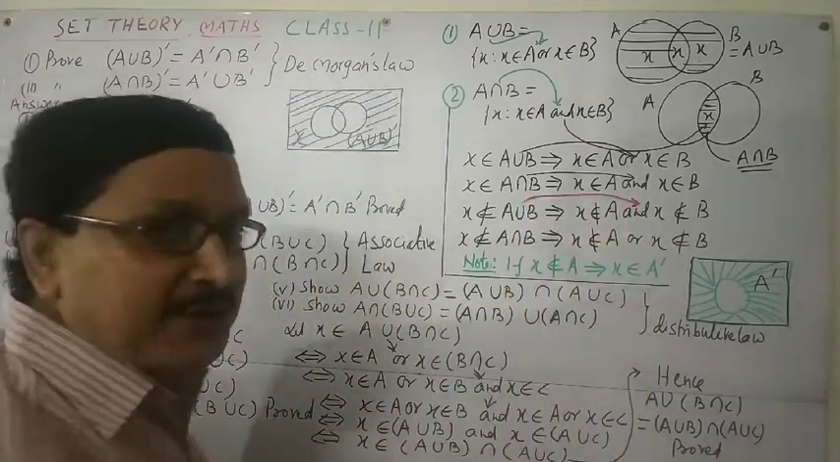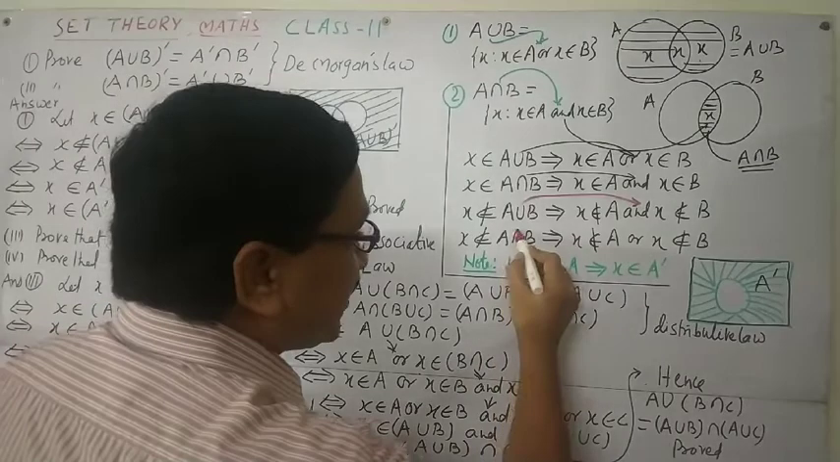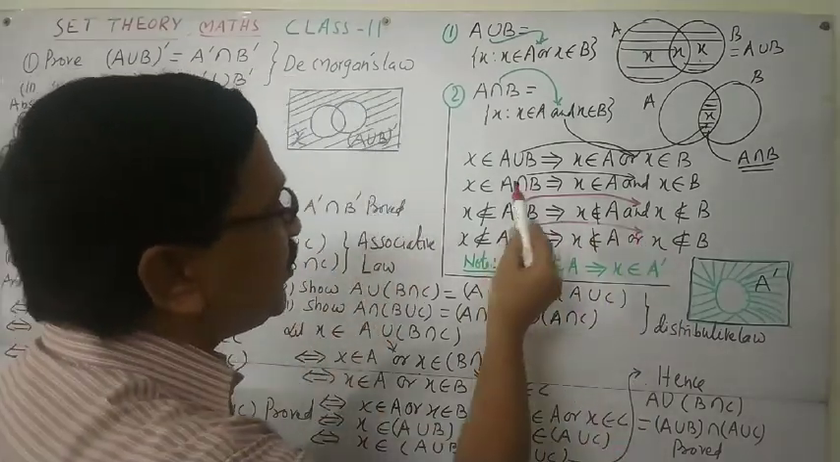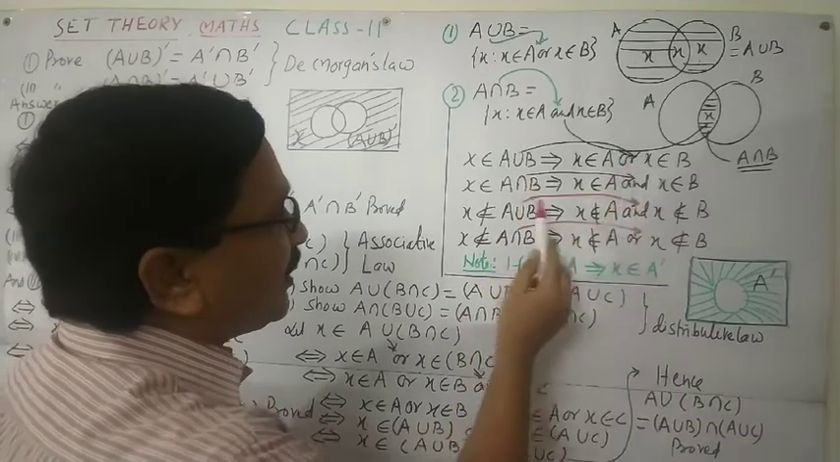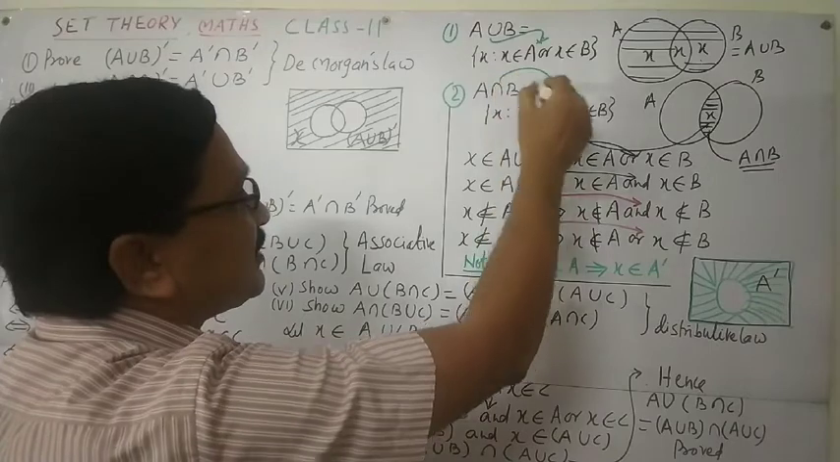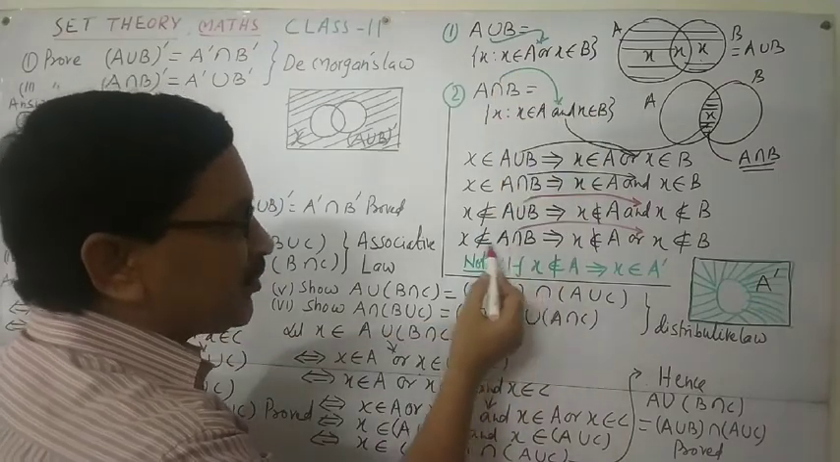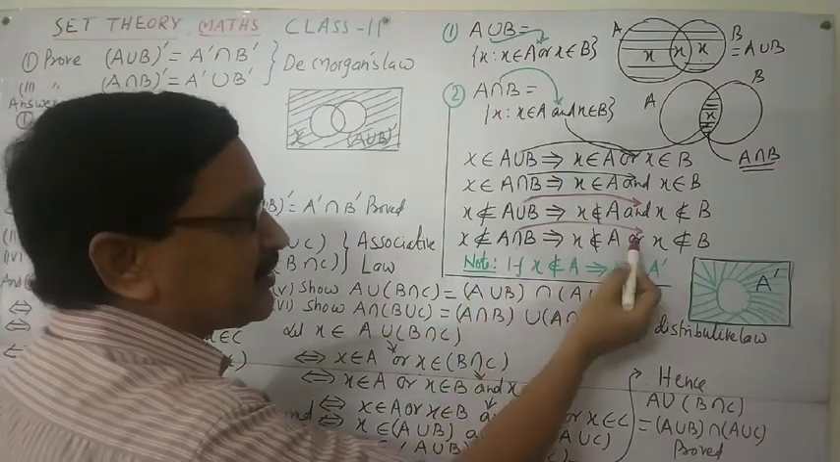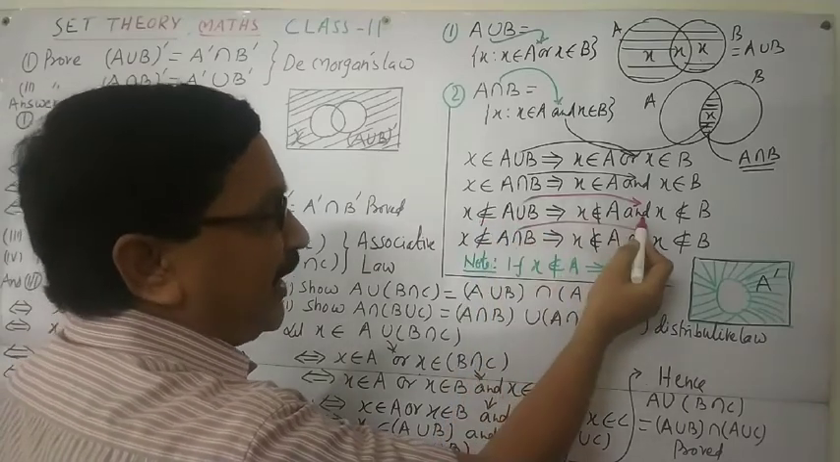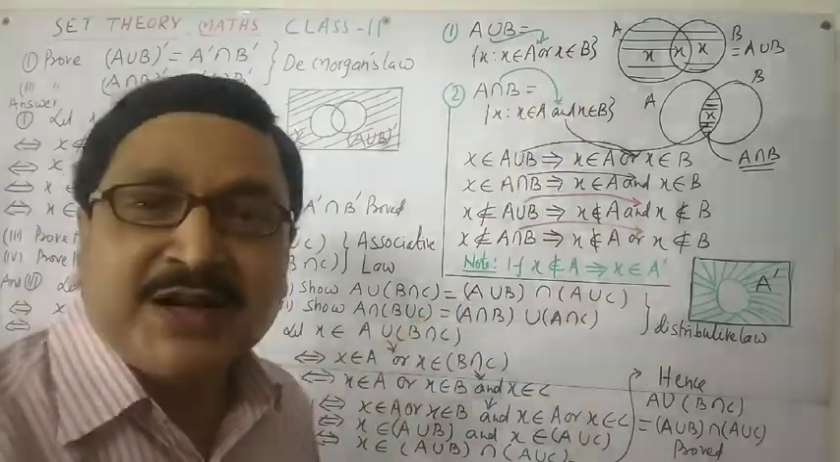And in case of does not belong to, the intersection must be taken as OR. Generally the union is called OR and intersection is called AND, but in case of does not belong to, intersection is called OR and union is called AND. The process will be reversed.